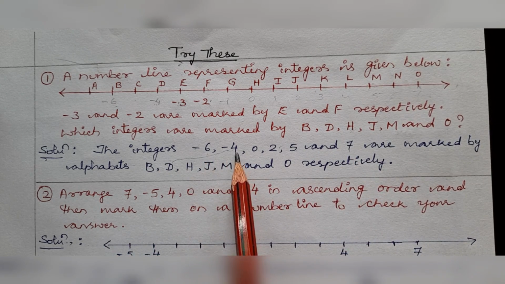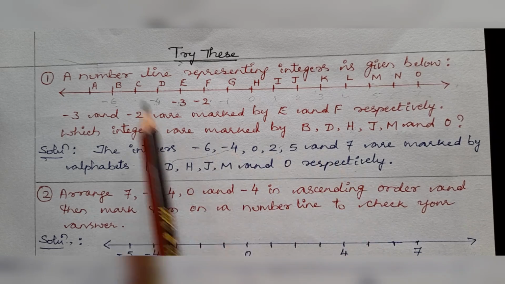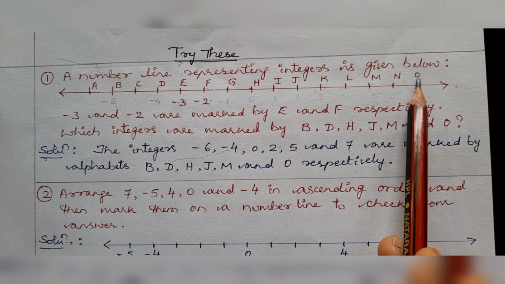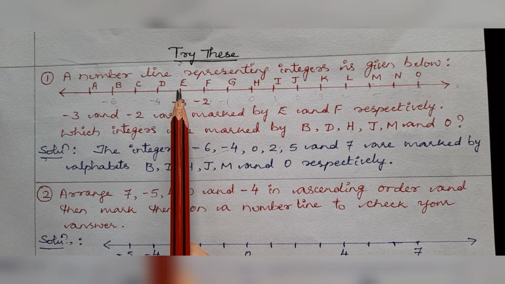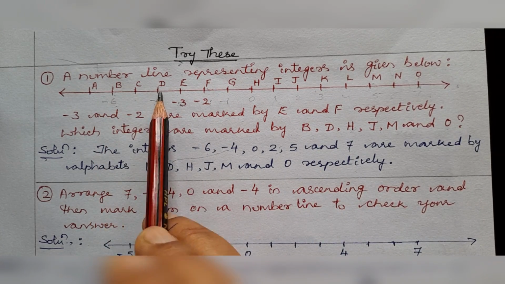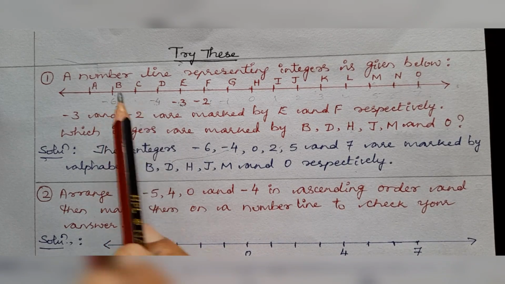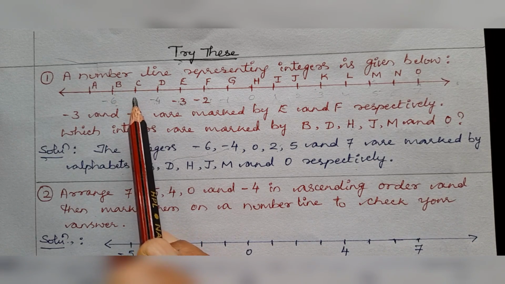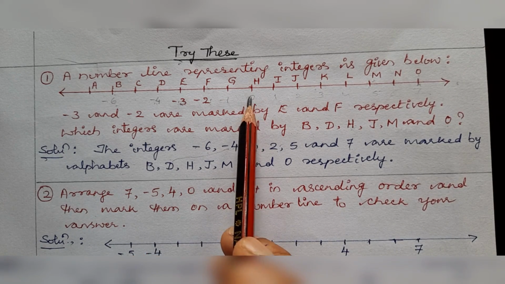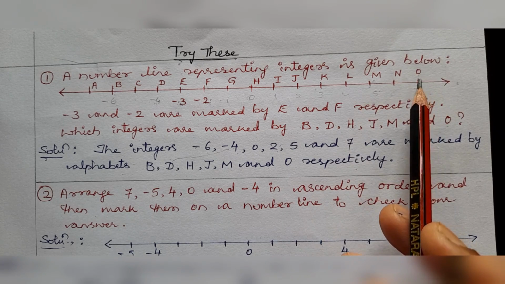The integers minus 6, minus 4, 0, 2, 5 and 7 are marked by the alphabets B, D, H, J, M and O respectively. Here is the number line with points labeled A to O. The negative integers minus 3 and minus 2 are present at E and F. Now we need to find B, D, H, J, M, O. Here minus 2, minus 3, minus 4, minus 5, minus 6. Minus 6 is B. Next D is minus 4, H is 0 and J is 2. Next M is 5 and O is 7.